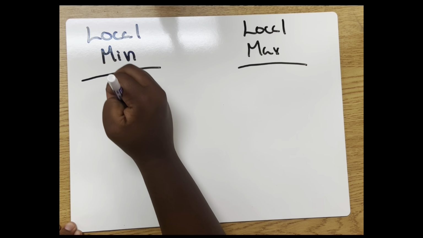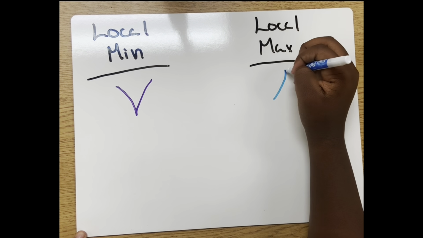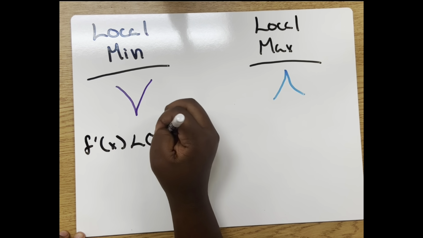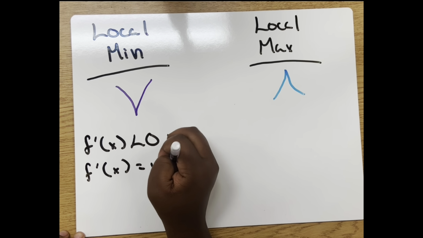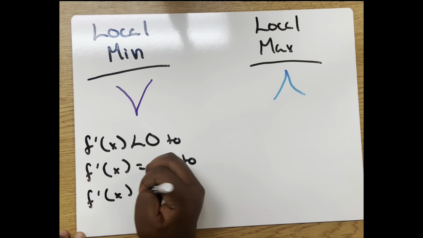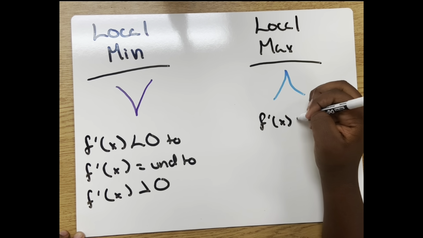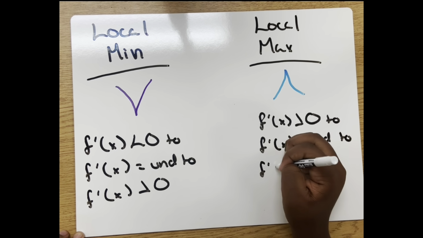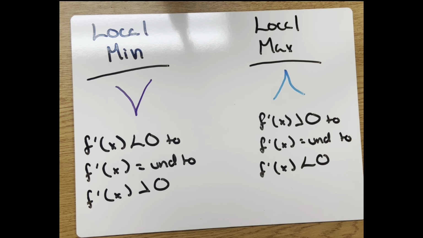Local minimums and maximums can also look like this. This is where, for a local minimum, f prime of x is less than 0 to f prime of x is equal to undefined to f prime of x is greater than 0. And for a local maximum, f prime of x is greater than 0 to f prime of x is equal to undefined to f prime of x is less than 0.